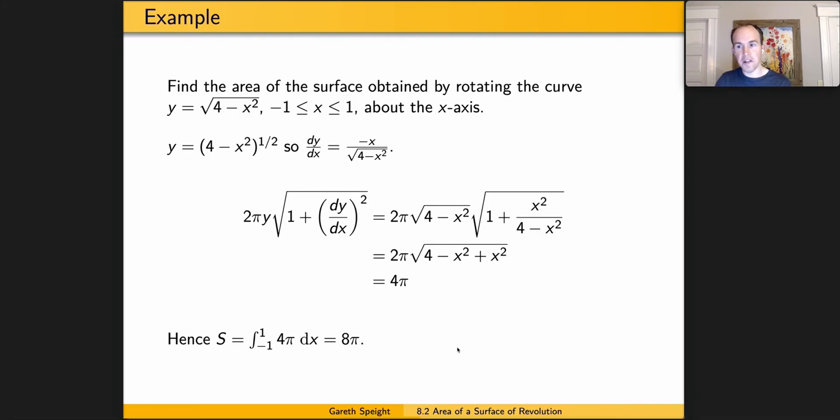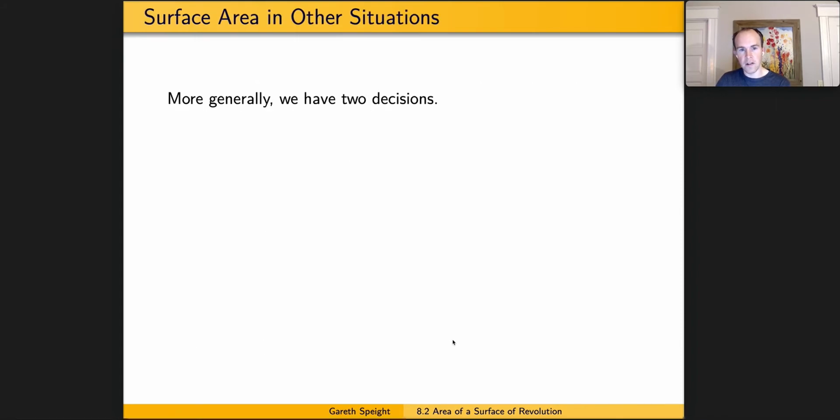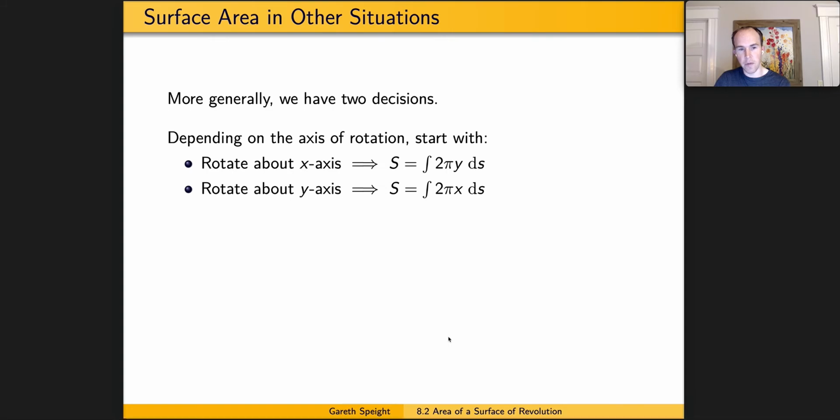Okay, so let's look at some other cases. Here, we were working y in terms of x, and we were rotating about the x-axis. So we might also want to consider, or be forced to consider, other possibilities. More generally, we have y in terms of x or x in terms of y, and we have to rotate about either the x-axis or the y-axis. So if we have two options for each of them, that's going to give four possible formulas.